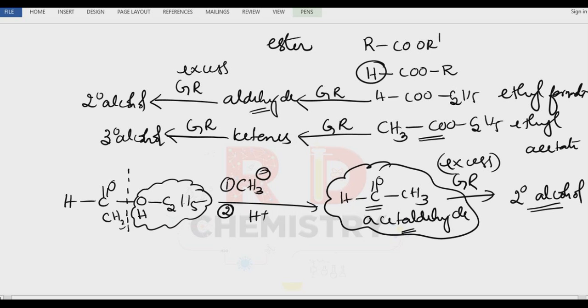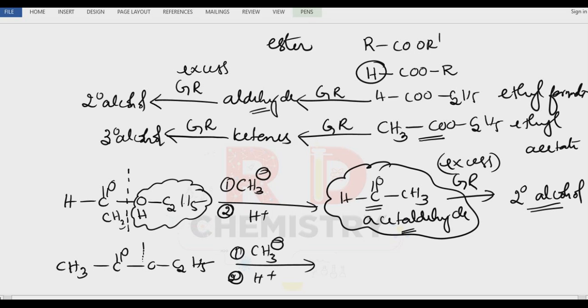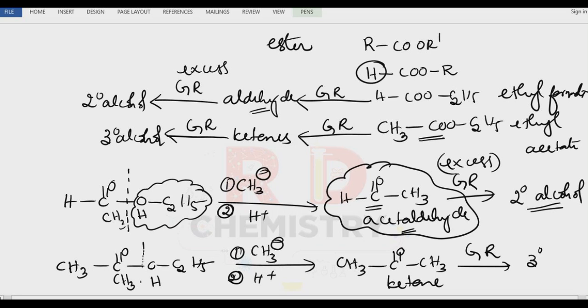Let me take an ester other than ethyl formate. Let me take CH3, C double bond O, then O, C2H5, ethyl acetate. So the first part is CH3 minus from the Grignard reagent followed by acidification, correct? So break the bond here. CH3 goes to the CO group and H plus here. So we'll get CH3, C double bond O, CH3. What am I going to get? We are going to get a ketone. This is acetone. And ketones with excess Grignard reagent finally give the tertiary alcohol.